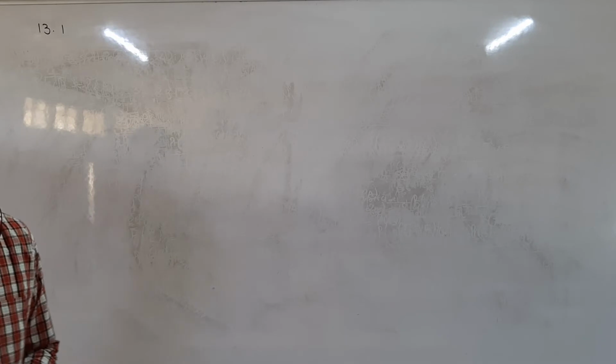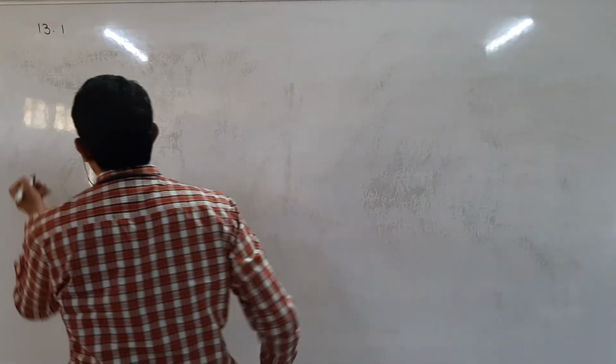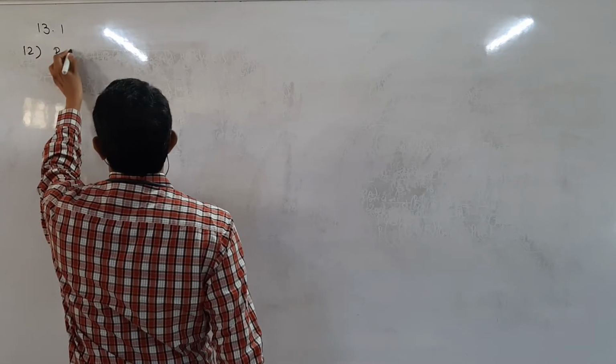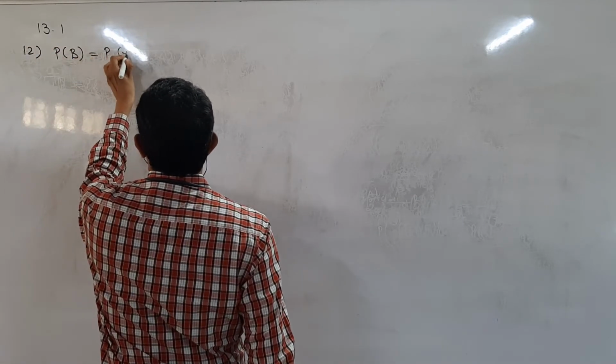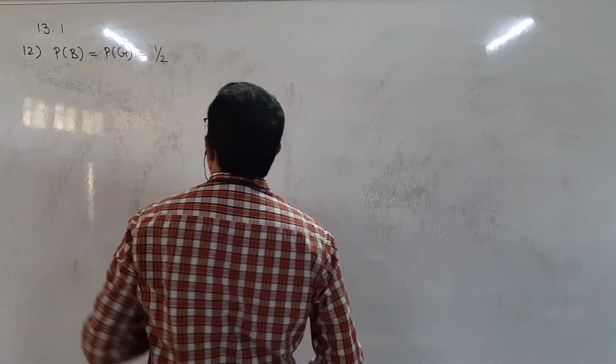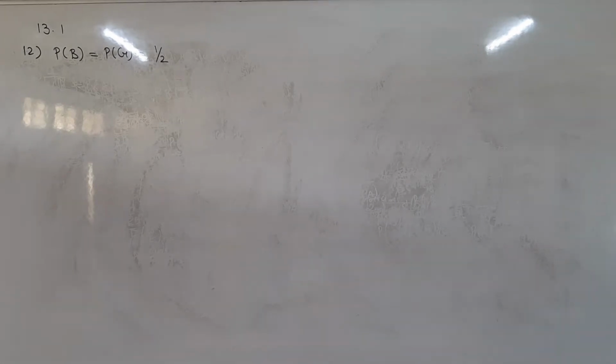Assume that each born child is equally likely to be a boy or a girl. Equally likely, say, getting a head or tail are equally likely outcomes because probability of getting a head is 1 by 2 and probability of getting a tail is also 1 by 2. Same way, assuming that probability of girl and boy are equally likely, it means probability of boy is equal to probability of girl, and that is equal to 1 by 2.